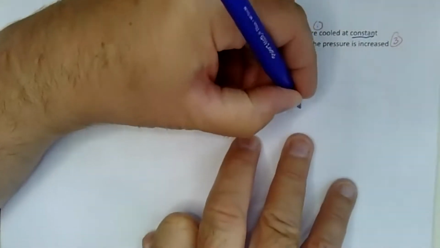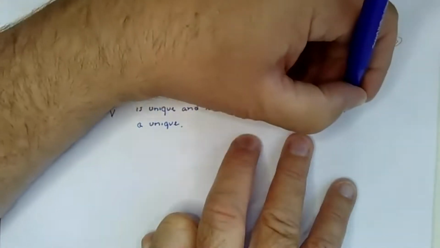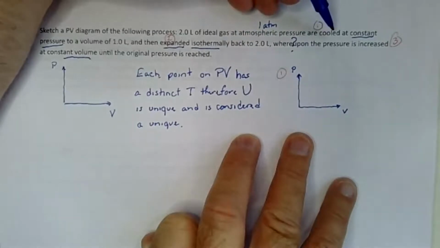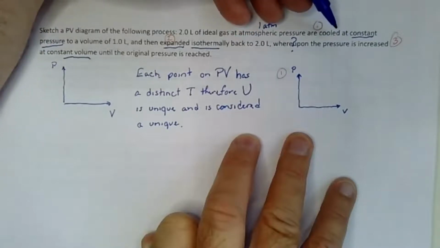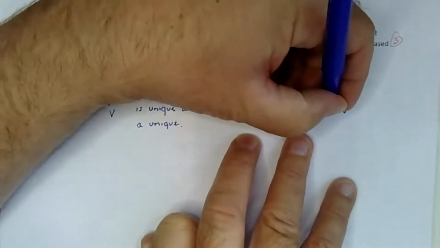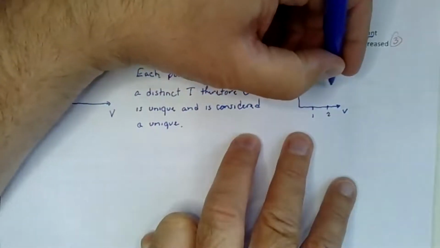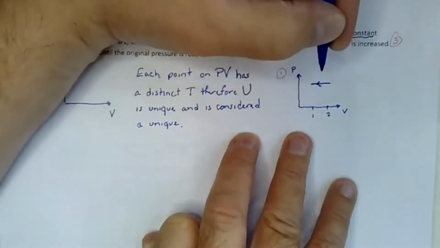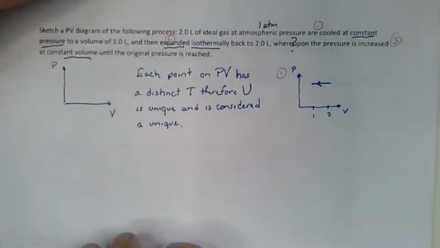Right, so here we go with our PV diagram. We're just going to sketch this out really quick and know that ultimately we're going to string all these together. So cooled at constant pressure, that means the pressure doesn't change, and back to a volume of 1 liter. So we're going to go from 2 liters down to 1 liter at whatever this pressure is. I'm going to put a little arrow to indicate the direction that we're going. Okay, so let's look at the next one.